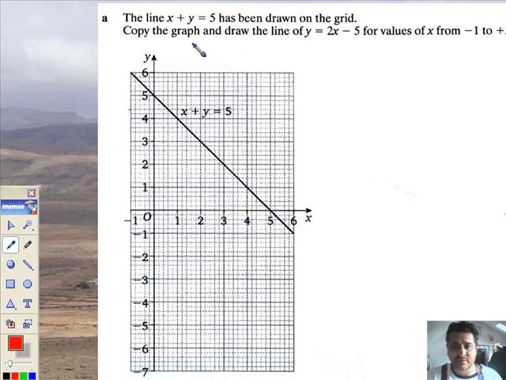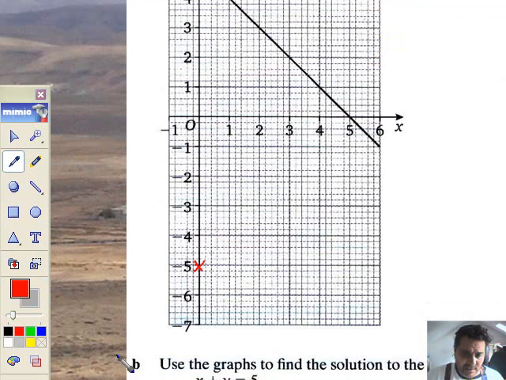Copy the diagram. No, I'm not going to copy the graph at all, or the diagram. And draw the line y equals 2x minus 5. Right, okay then. So I've got to draw this line in. If I take a value of x to be 0, for example, I've got y equals minus 5. So I've got 0, minus 5. I can plot that, can't I? So 0, minus 5 is going to be right there.